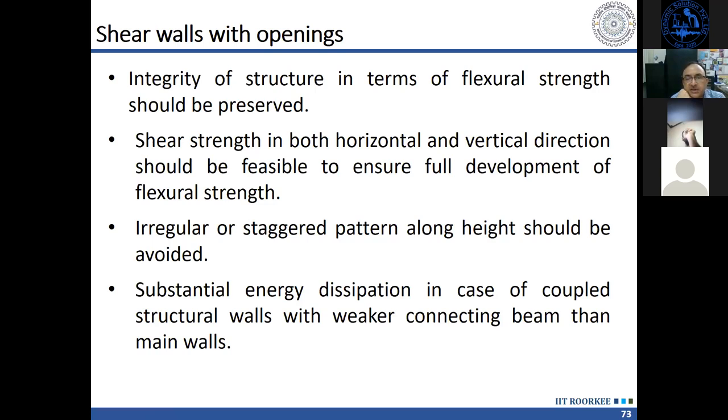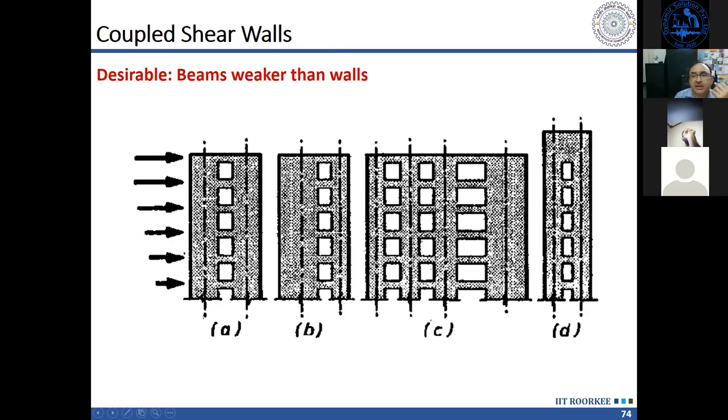And then substantial energy dissipation takes place in coupling beams in case of coupled shear walls. And these are weaker than the main walls. It is desirable that these should be weaker than the shear walls. So for example, these are the different types of coupled shear walls you can see. Here two shear walls which are equal are coupled. Here two shear walls which are unequal are coupled. Here several shear walls are coupled. And here the shear walls are having longer, taller openings. In all these cases, you can see that the beams are weaker than the shear wall.